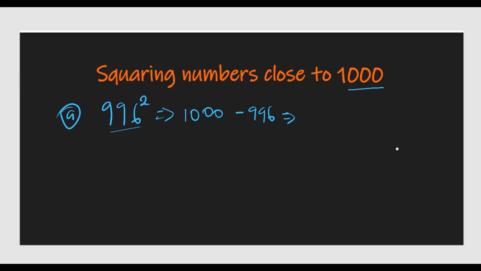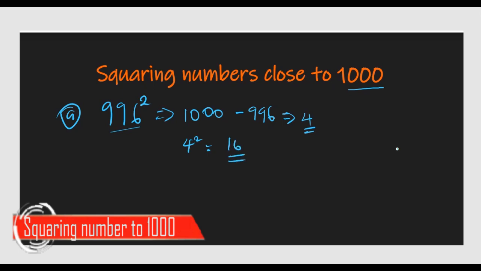You look at this number and you have an answer. If you look at 996, you already know that the answer should be around 992, and then 16 at the end. Remember, this one is in thousands. The difference here is 4, so we have 4 squared, which gives us 16. So 16 is going to be the last part of the answer.